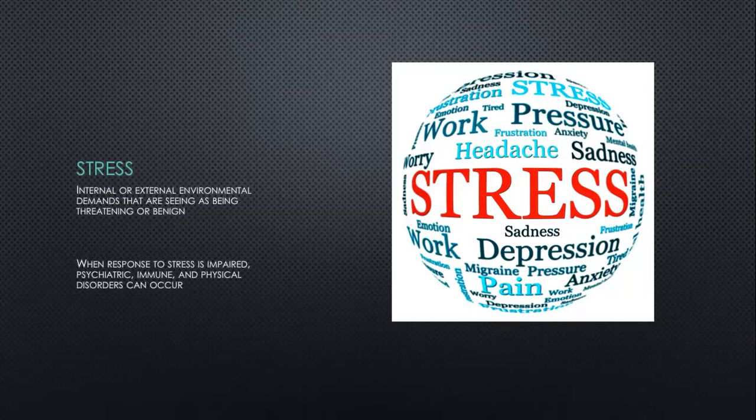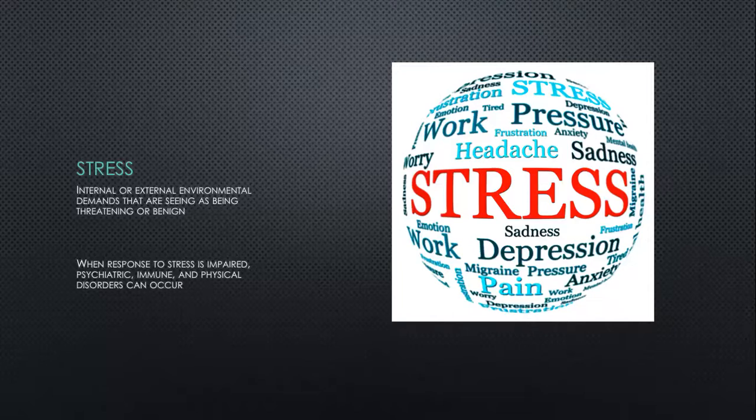When our response to stress isn't effective in helping to cope with that stress, it can lead to psychiatric disorders, immune disorders, and physical disorders. And we call this diathesis. So, diathesis is the genetic predisposition to an illness. So, you have the genes for it, but stress is something that activates it. And with this stress, the genes start to go from a genotype to a phenotype, and you start to experience the symptoms of that disorder.